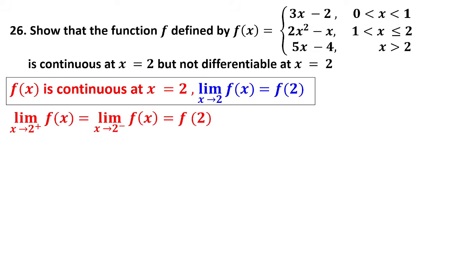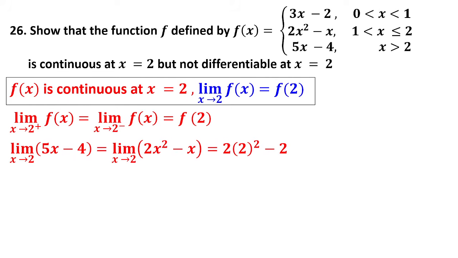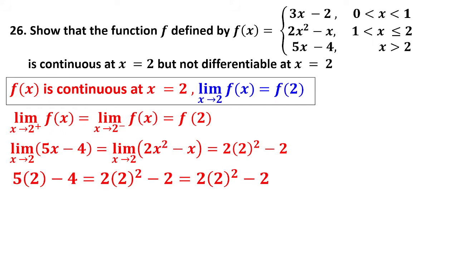Therefore, I am finding the right limit. Remember, for right limit, you have to take the function opposite to greater than 2. For left limit, you have to take the function opposite to less than 2. That you keep it in mind. For f of 2, you have to take that function which is opposite to the equality sign. But I am just making use of it now. All of you are seeing that 5x minus 4 is taken for right limit. 2x square minus x is taken for left limit. 2x square minus x is taken for evaluating the functional value.